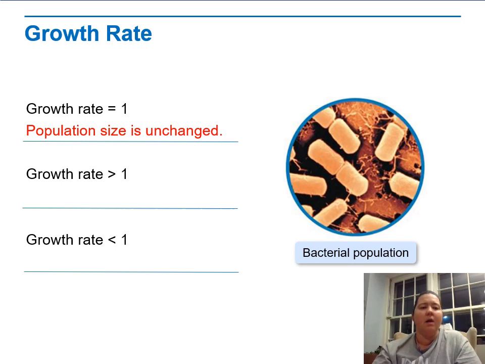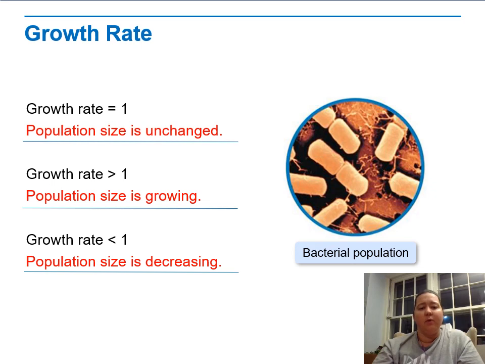If a growth rate is greater than 1, that means our population is actually growing. It means it's adding more individuals than it is taking away. And if we have a growth rate of less than 1, usually that means that a population is decreasing. So that means individuals, organisms in the population, are actually leaving, or being taken out of the population.